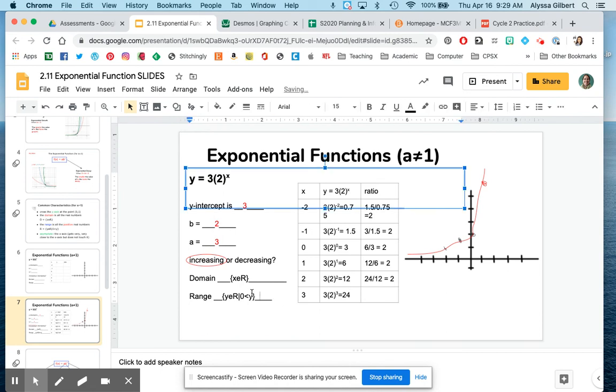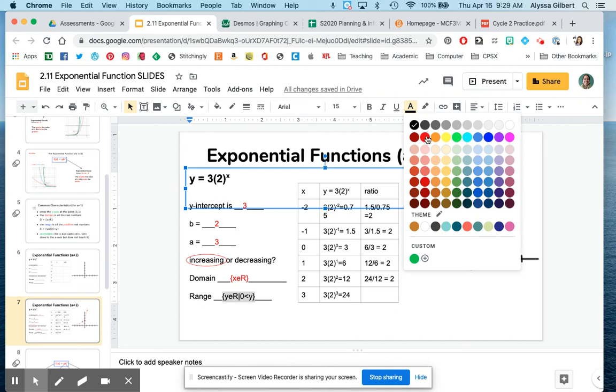Erase some of these. Okay, so those are our answers, and I'm going to put in a nicer graph later on so that it'll be in the slides when you go through it.